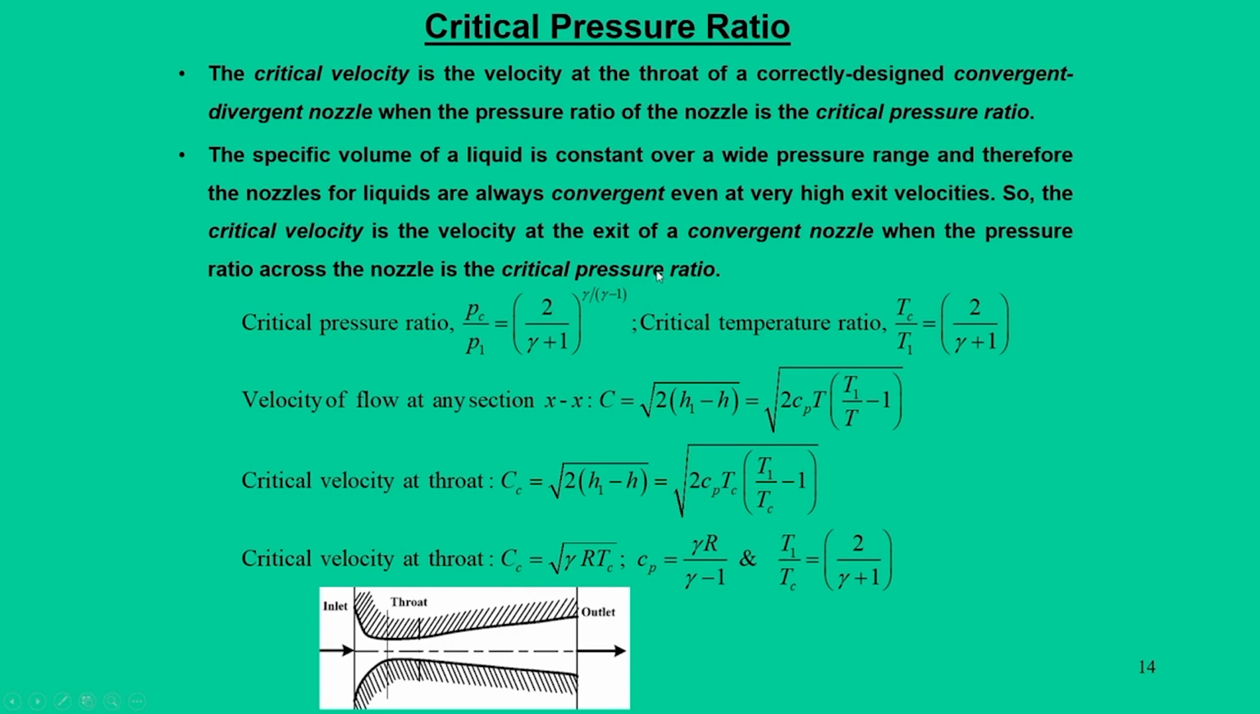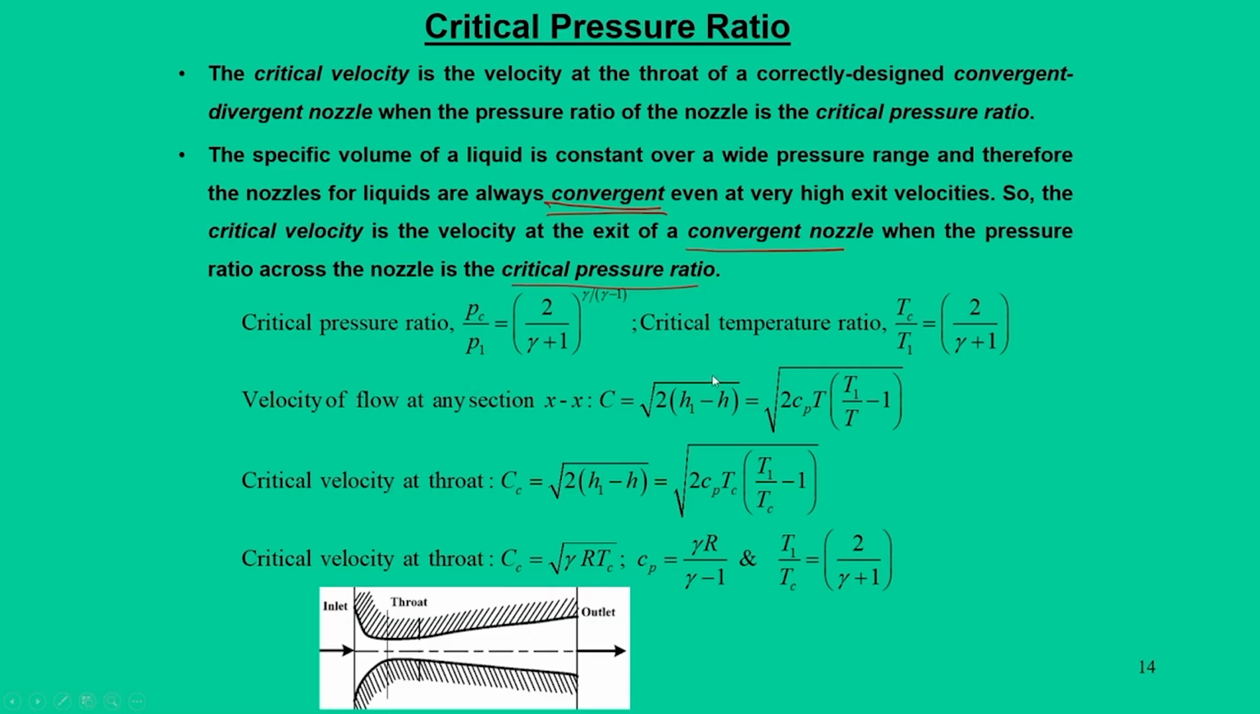Now, one of the main assumptions is that we are looking at a liquid, where the specific volume of the liquid is constant over a wide range. Therefore, the nozzle for liquids is always a convergent one, and wherever we have minimum area, the flow is called critical conditions at high velocities. So, the critical velocity is the velocity at the exit of a convergent nozzle when the pressure ratio across the nozzle is at the critical pressure ratio. So, this is the basic definition for a convergent nozzle or convergent divergent nozzle.